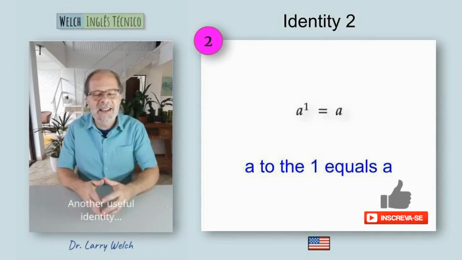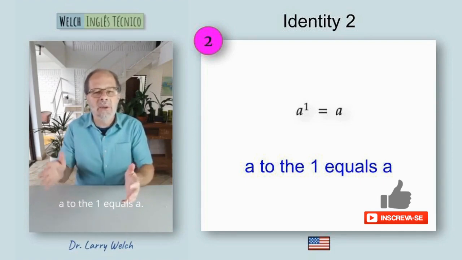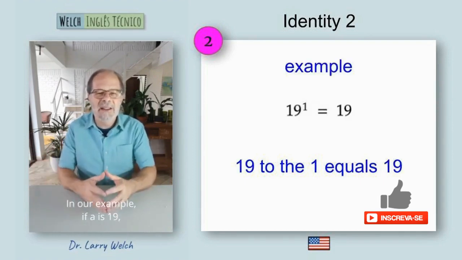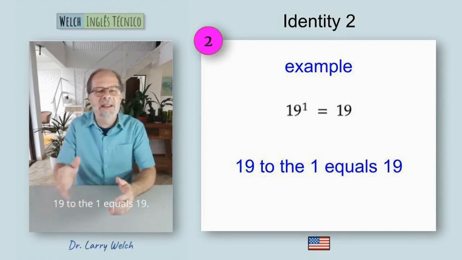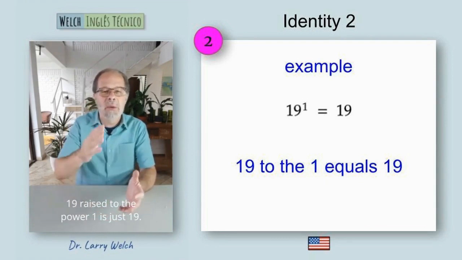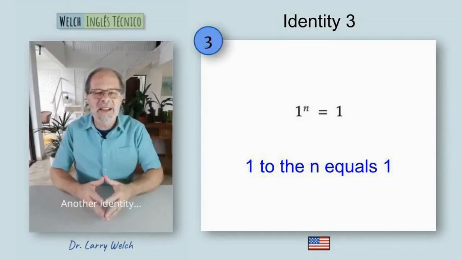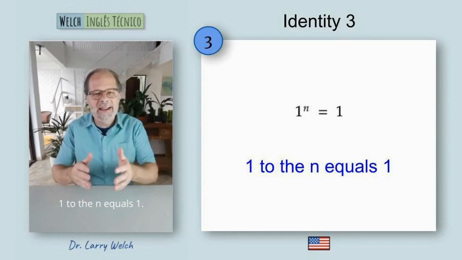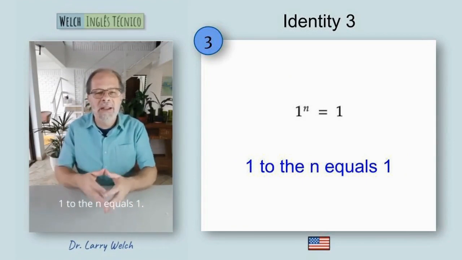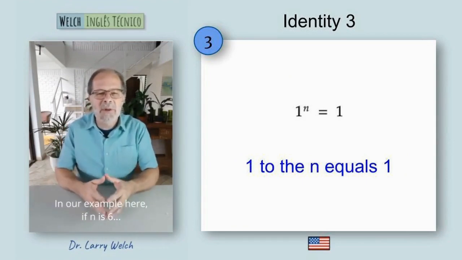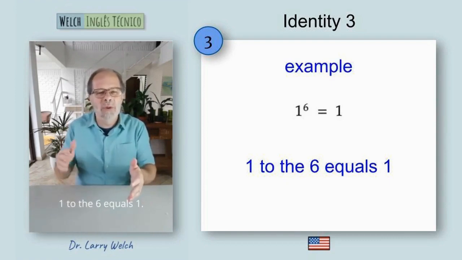Another useful identity, a to the 1 equals a. In our example, if a is 19, 19 to the 1 equals 19. 19 raised to the power 1 is just 19. Another identity, 1 to the n equals 1. In our example here, if n is 6, 1 to the 6 equals 1.